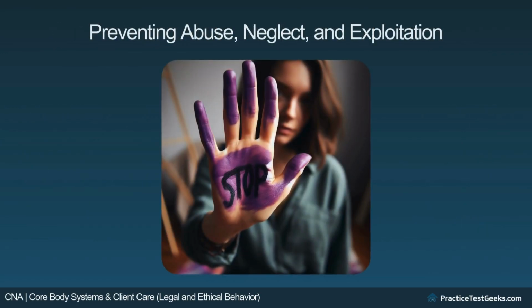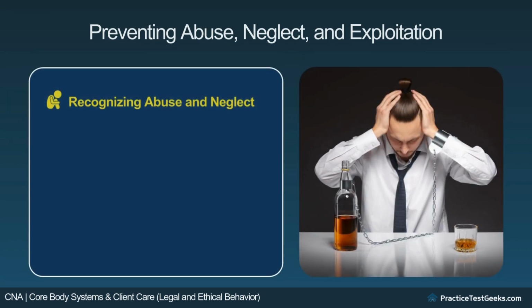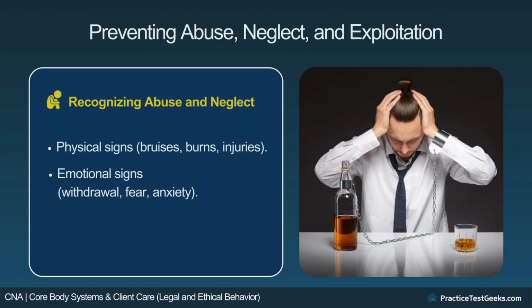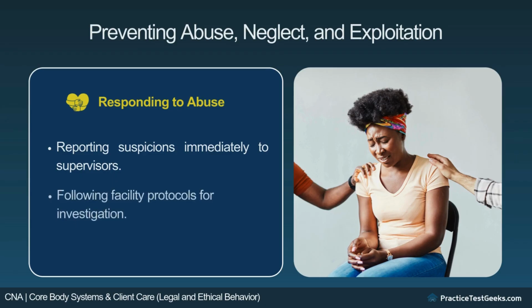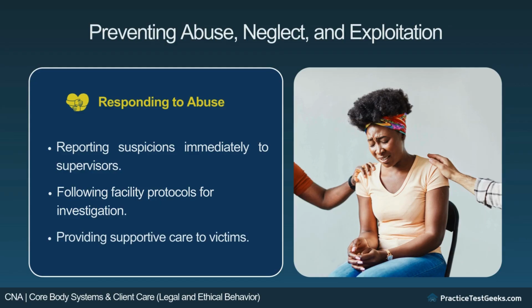Preventing abuse, neglect, and exploitation. Protecting residents from harm is a critical aspect of respecting their rights. Recognizing abuse and neglect: physical signs such as bruises, burns, and injuries; emotional signs such as withdrawal, fear, and anxiety; and financial exploitation indicators. Responding to abuse: reporting suspicions immediately to supervisors, following facility protocols for investigation, and providing supportive care to victims.